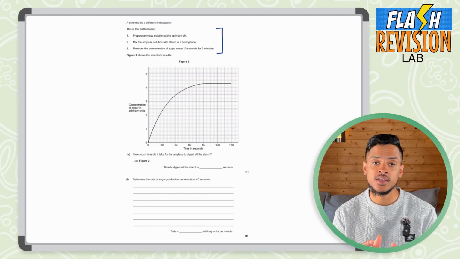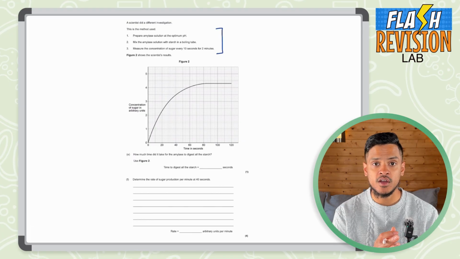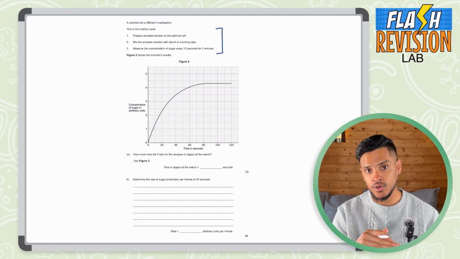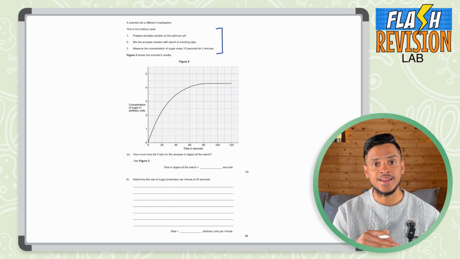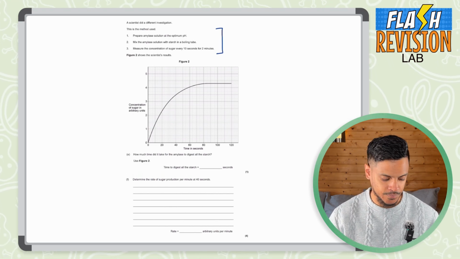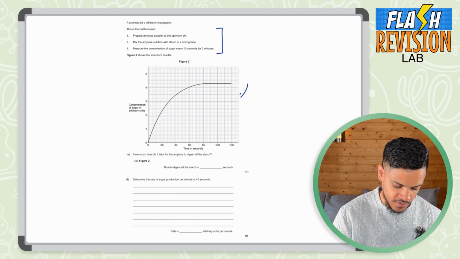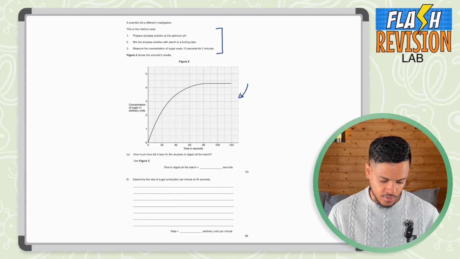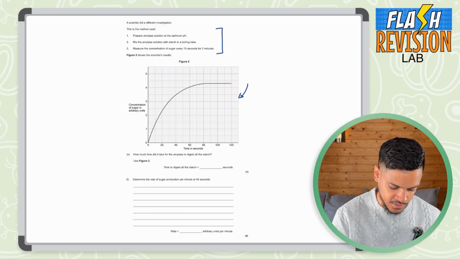So once the amylase starts working on the starch, sugar starts getting produced. So it'll start off very low. You'll start off with no sugar because it's all starch. And then as the starch gets broken down, the level of sugar will increase. So that's what's shown in this graph here. We start off with 0 and then it increases up with a curve. It eventually plateaus at the end here.